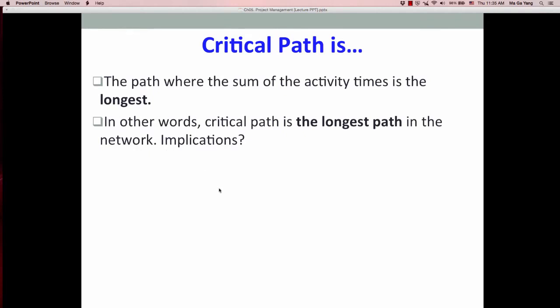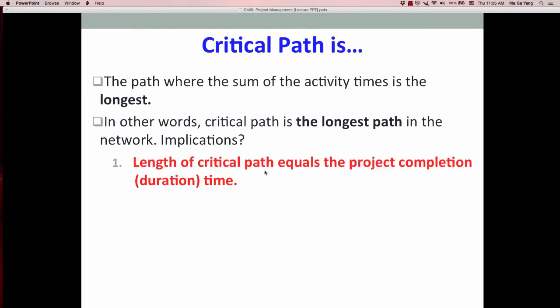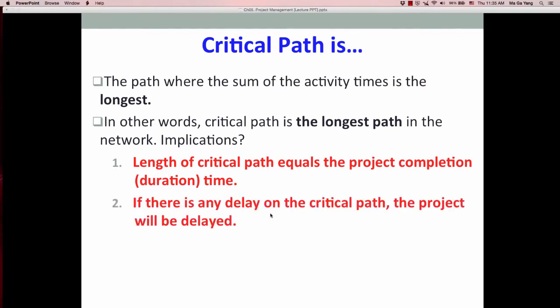So what are the implications? First, the length of the critical path equals the project completion or duration time. So if you identify the length of the critical path, you know the project duration time. Second, if there is any delay on the critical path, the project will be delayed. Similarly, if we want to reduce the project duration, you must consider reducing activities on the critical path. So the critical path and the project duration are very highly correlated.